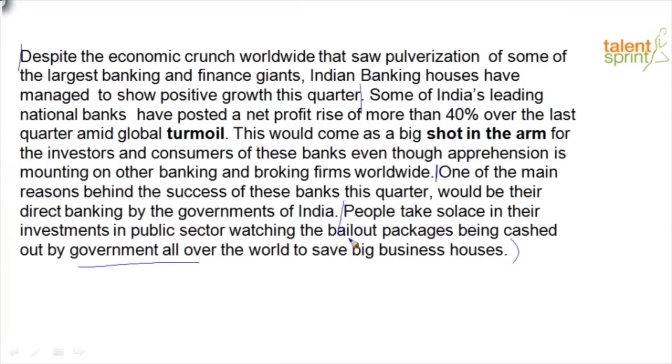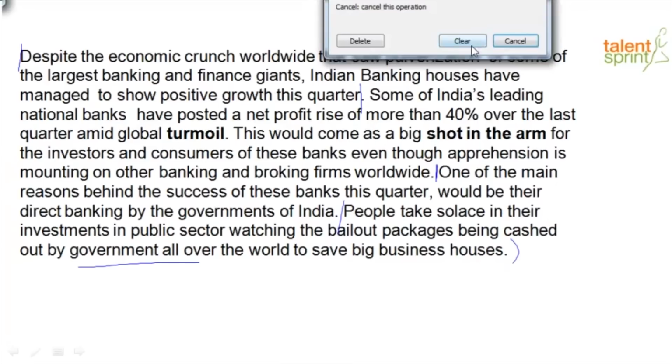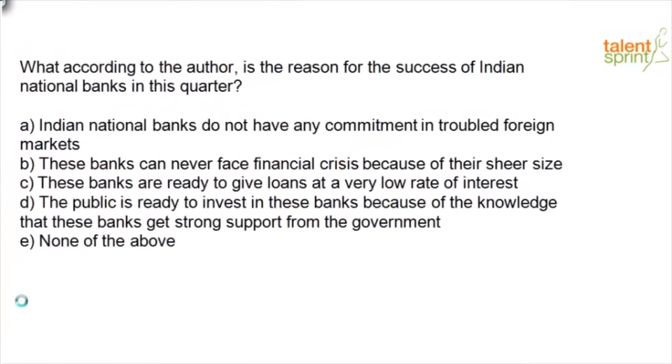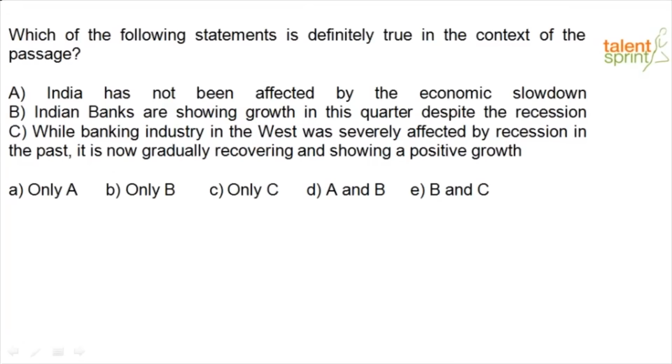We've just looked at the topic sentence and the closing sentence. Let's see if we are able to answer the questions. The two questions that we saw quickly. The first question, it says, what according to the author is the reason for the success of Indian national banks this quarter? Remember, we just saw that, right? It specifically says the reason for the success is out of A, B, C, D. Which one do you think it is? We just read out the answer, in fact, from the closing sentence. Are any of you able to identify the answer option? It's right there in the closing sentence. The explanation is just in the previous sentence, surrounding context. D. Perfect.